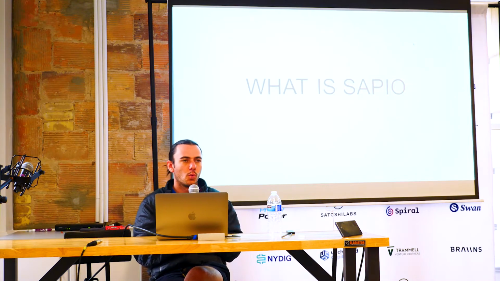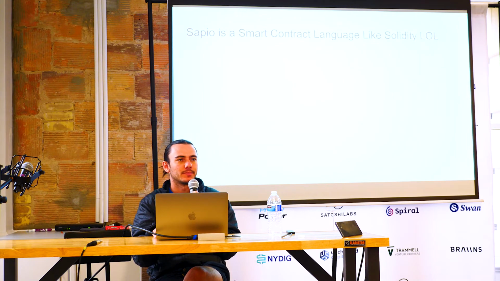So kicking off, we're going to jump into the Sapio architectural overview. What is Sapio? So it's just like Solidity. Not really, but it's kind of similar. It's a high-level language for writing smart contracts. It has some nice tooling. You can accomplish a lot in it, but it's not targeting the EVM. It's targeting Bitcoin.